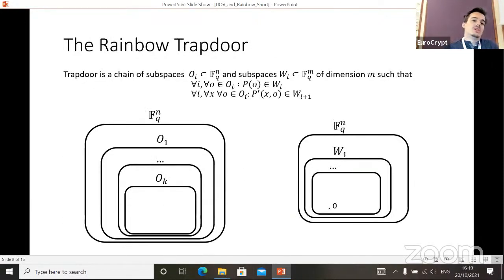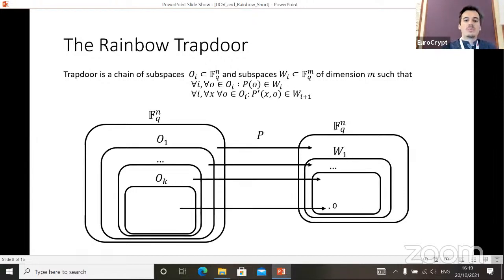Rainbow is a little bit more complicated. So instead of one space O, you now have a chain of spaces from O1 up to OK, where K is some integer. And you also have a chain of spaces in your output space, going from W1 up to WK minus 1. And we want our trapdoor map P to behave in a nice way on these two chains. So in particular, it sends O1 to W1, O2 to W2, and so on. And finally, it sends OK to the 0 vector. So it vanishes on OK. So you see that this is just a generalization of Oil and Vinegar. If you put K equals 1, then you get just the Oil and Vinegar structure.